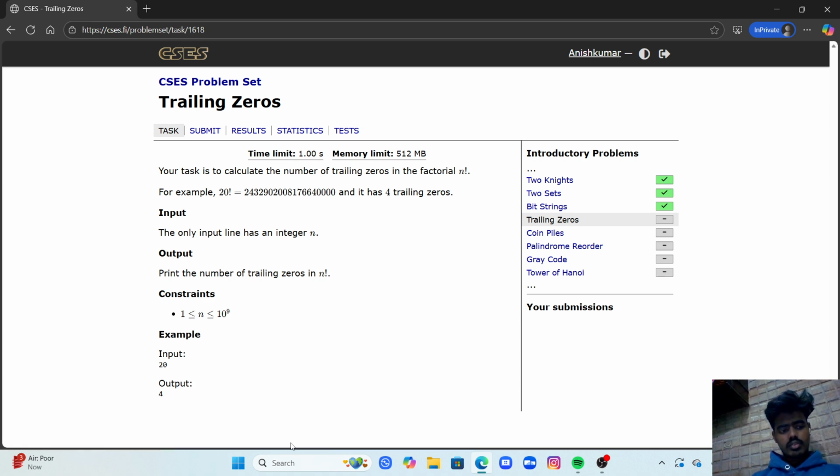So the question asks how many trailing zeros n factorial has, right? In other words, how many times can we divide n factorial by 10 until it's no longer divisible by 10? One way of finding this is by looking at the prime factorization of n factorial. If 10 divides n factorial, then the prime factorization of 10 must be contained in the prime factorization of n factorial, right, guys?